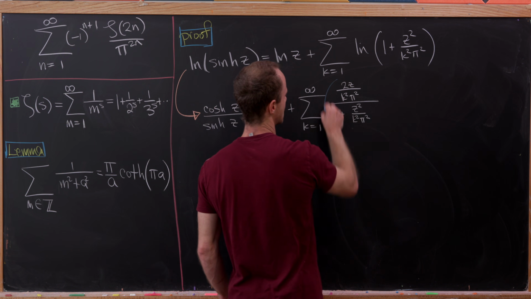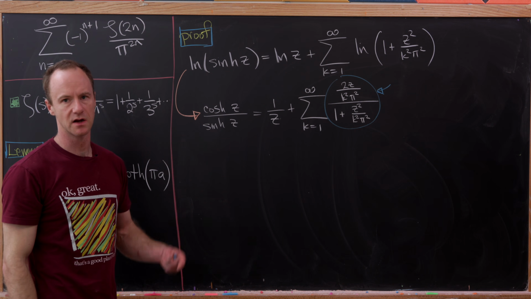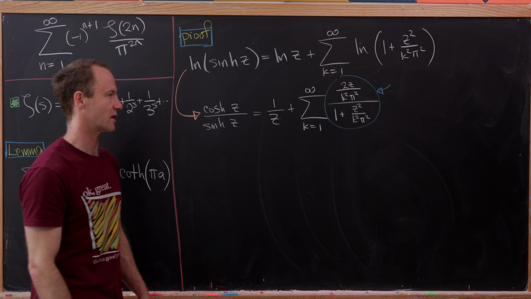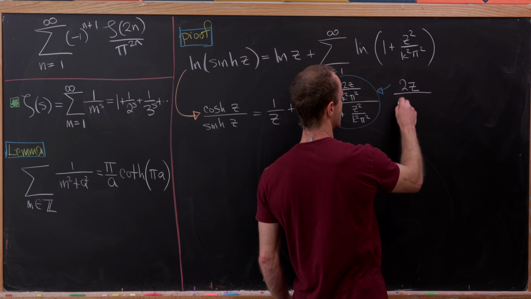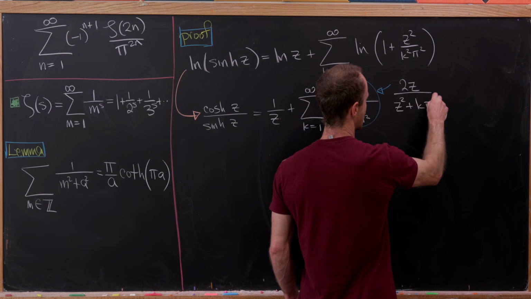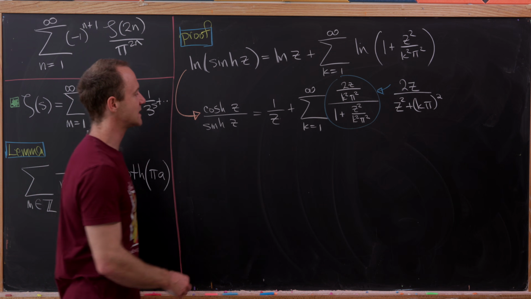But that's a little bit gnarly to look at because it has all of those fractions in there. So let's multiply the numerator as well as the denominator by k squared pi squared. And that'll leave us with 2 times z over z squared plus k pi, the whole thing squared. Okay, so now let's rewrite that.